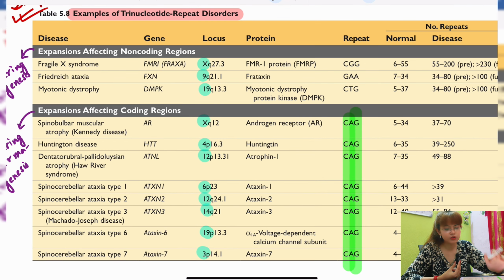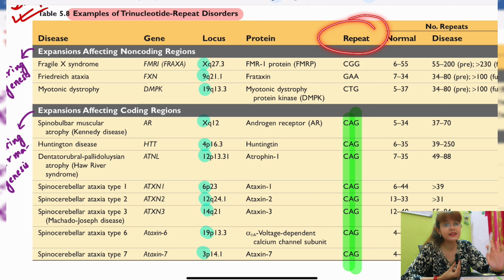The proteins involved are so important. In Fragile X syndrome, it is the FMR1 protein. Myotonic dystrophy involves the myotonic dystrophy protein kinase. In Kennedy disease, it is the androgen receptor. In Haw River syndrome, you have atrophin 1. In all the ataxia diseases, you have ataxin, except type 6, where the protein involved is the voltage-gated calcium channel subunit. All these points are so important.